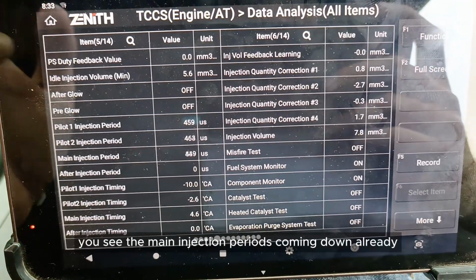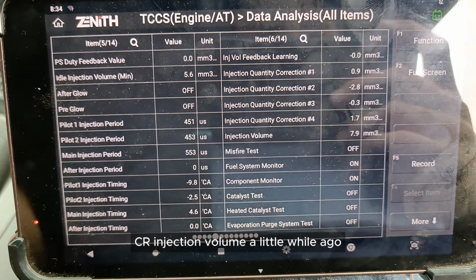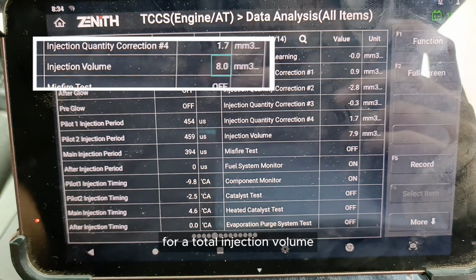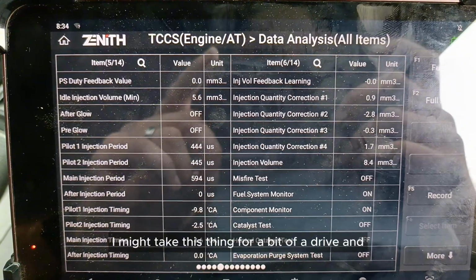You see the main injection period's coming down already. Number 2 is on the move. See our injection volume a little while ago was 10, now it's 8. I actually think this one's going to be okay for a total injection volume when it settles down. Anyway, all right, I might take this thing for a bit of a drive and see where we end up.